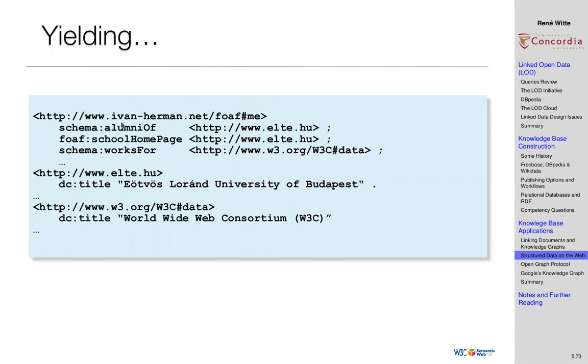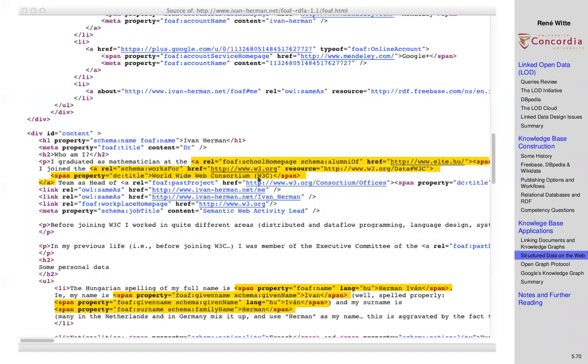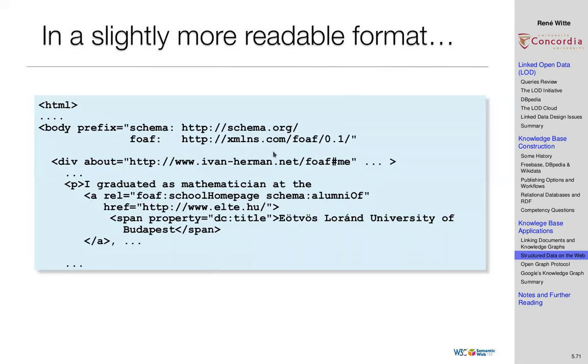You have a subject URI, and then you have various relationships like FOAF school homepage, or schema works for with subject property object relationships. So that's the idea of the RDFa format. RDFa is the standard for how to embed RDF data in HTML, HTML5 web pages.